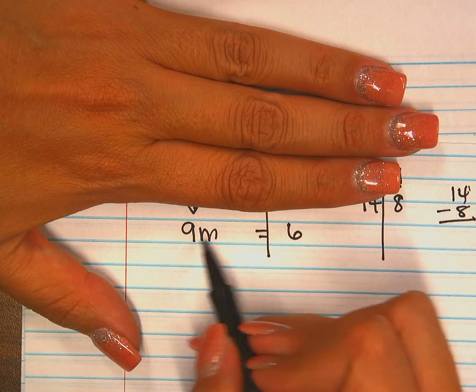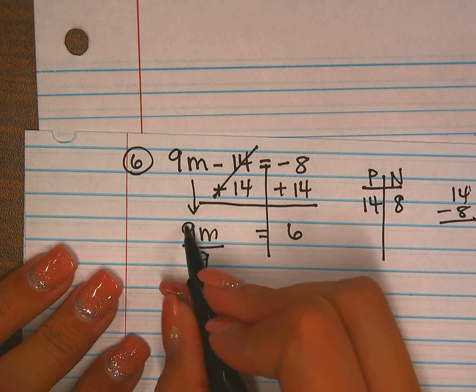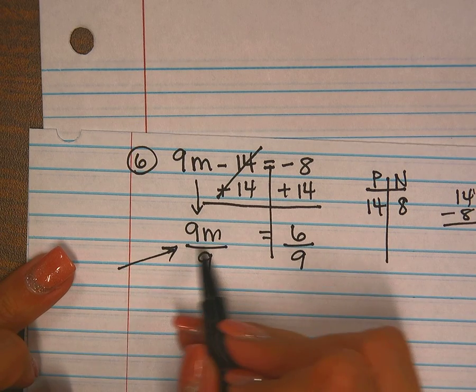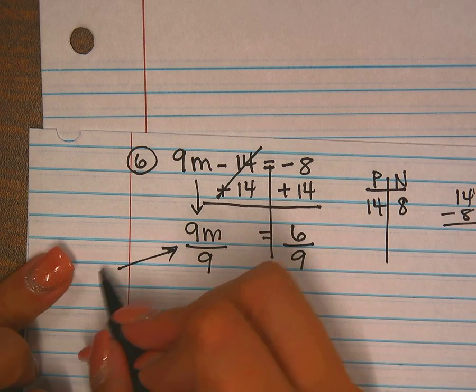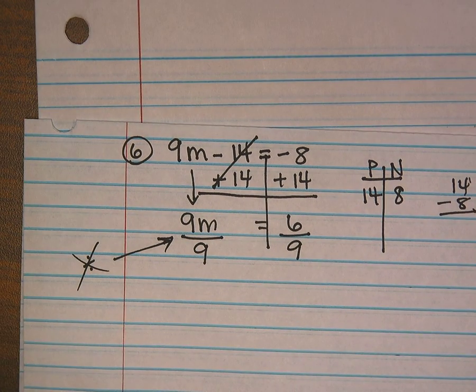My last step, I'm left with a number attached to my variable equal to something. I know that because I see multiplication, I'm going to have to divide. I would divide by 9, and I would do that to both sides. Keeping in mind, we are using a fraction bar rather than a division sign. We don't use that little division sign anymore.